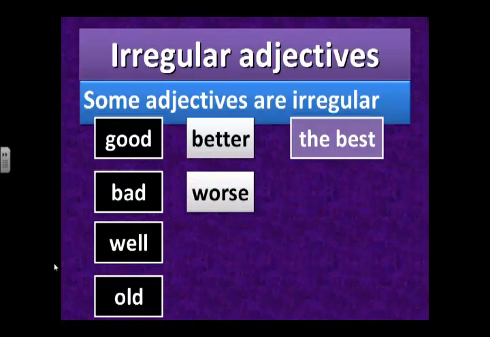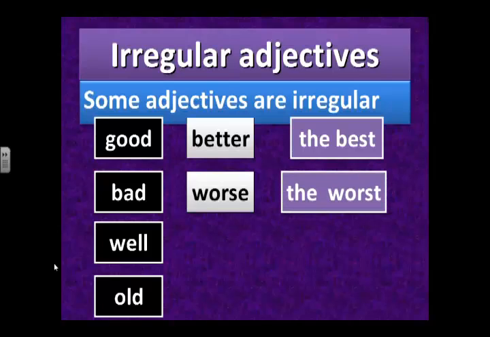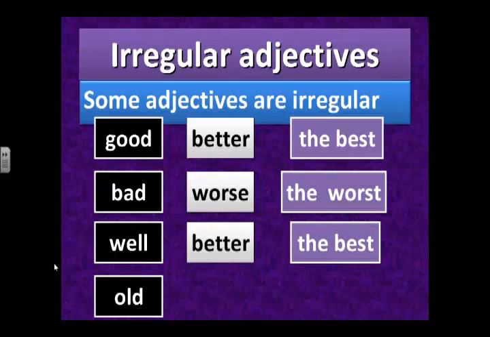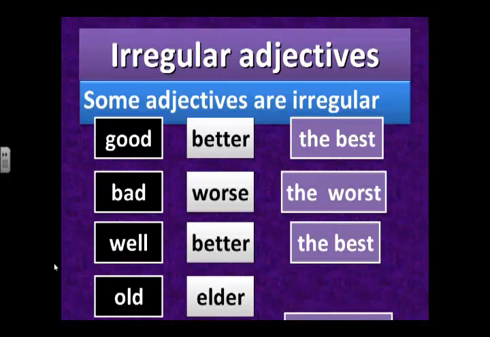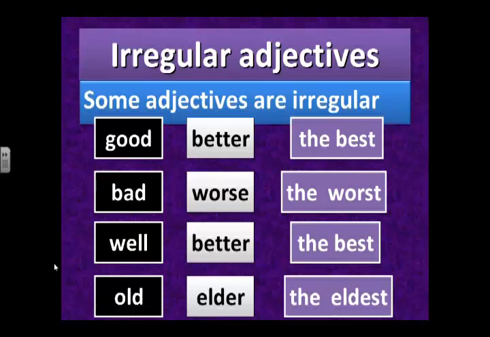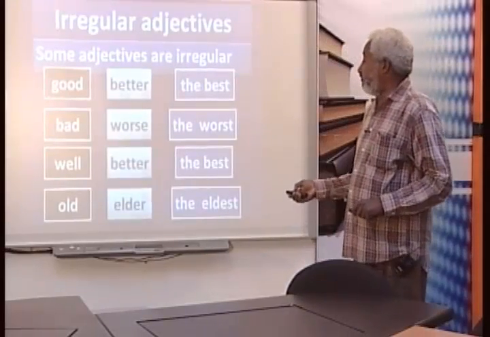Now, what about bad? Can you think about bad? You might say bad, worse, and the superlative is the worst. For well, we have better, like good, and we have the best. So well and good have the same pattern. Now, old, sometimes we say older. But here, if we are talking about members of the family, we don't say older, we say elder. So we say my elder brother, right? And he is the eldest person in the family. So we have elder and the eldest. You see that old, but it is elder, right?